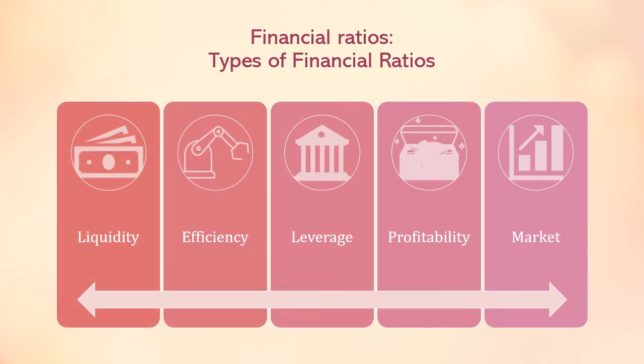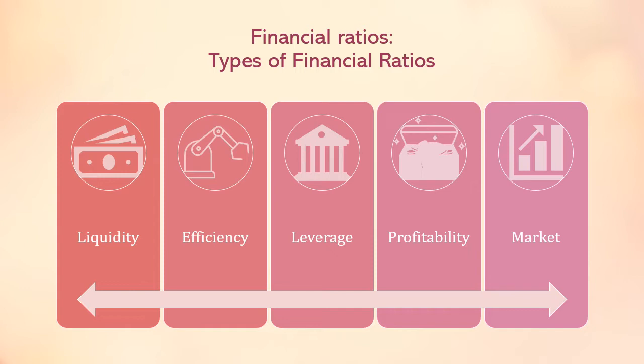Now we come to the main part of the topic, which is to calculate and understand the financial ratios. We can categorize the financial ratios into 5 categories: liquidity, efficiency, leverage, profitability, and market. Liquidity refers to the ability of the company to pay back their short-term obligations, such as current liabilities, using their short-term assets, such as cash.